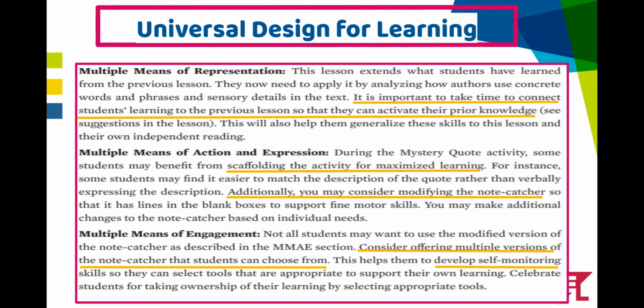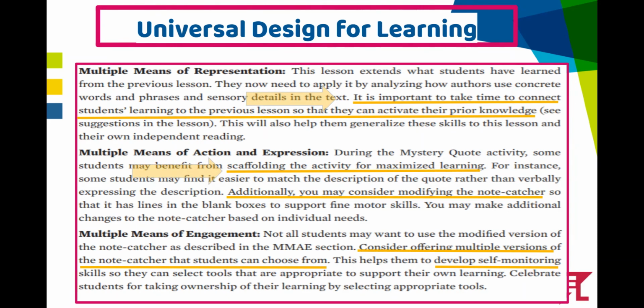The universal design for learning is a way of thinking about teaching and learning that helps give all students an equal opportunity to succeed. In this lesson, students now need to apply it by analyzing how authors use concrete words and phrases and sensory details in the text. It's important to take time to connect student learning to the previous lessons so they can activate prior knowledge. Allow for multiple means of action and expression.